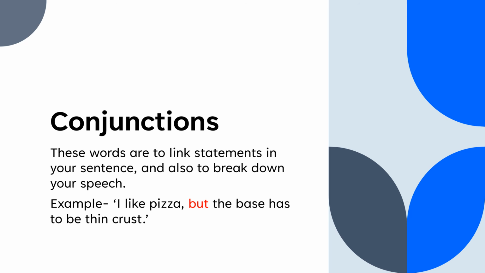Finally, we have conjunctions. These words are to link statements in your sentence and also to break down your speech. So if you said, I like pizza, but the base has to be thin crust. But is a conjunction. And you can use other words like however or whereas.